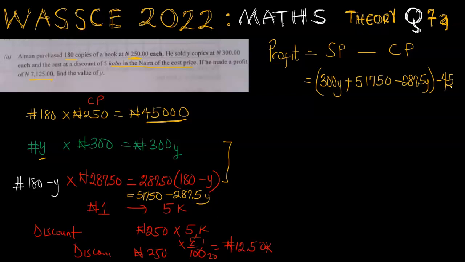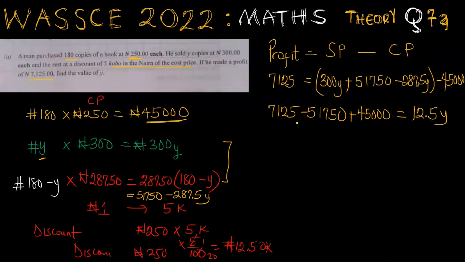So this is 45,000. So the profit is 7,125. I've got a number of constants here. This is 7,125. Moving 51,750 to the other side is going to be minus 51,750. Similarly, for 45,000, that's going to be plus 45,000, equal to 300Y minus 287.5Y is 12.5Y. 7,125 minus 51,750 plus 45,000 is 375. So this is equal to 12.5Y.